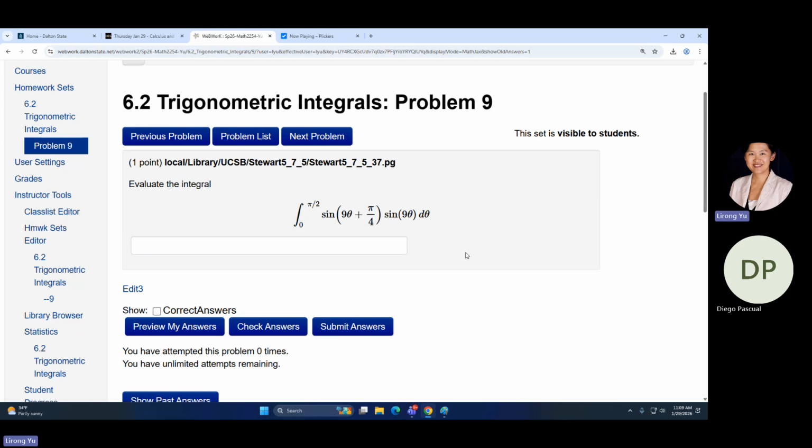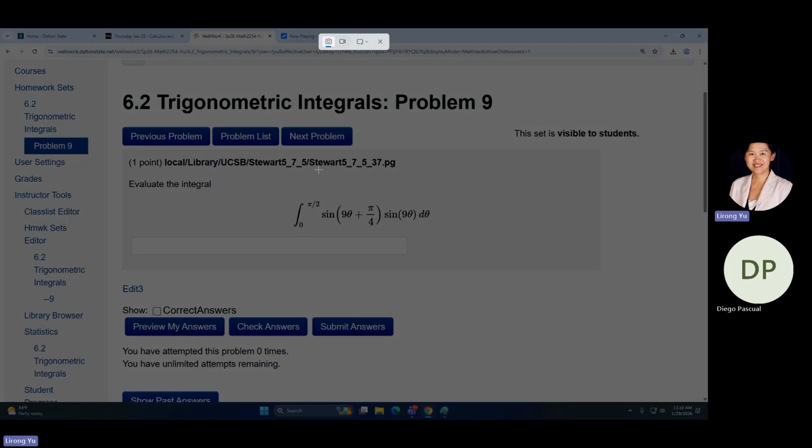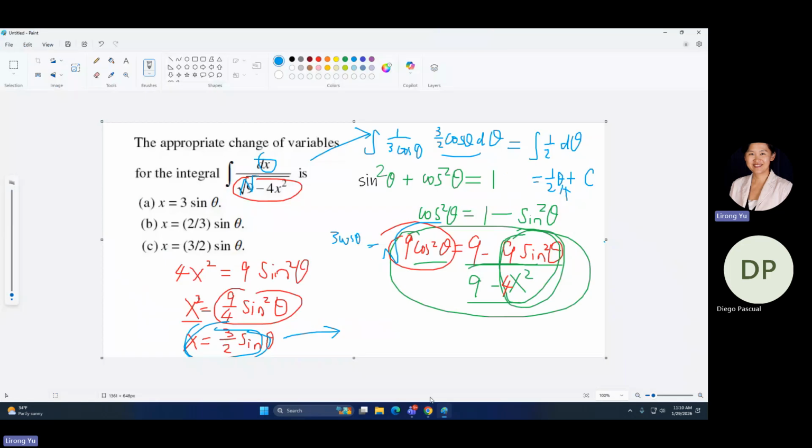Okay. Looks like it's a definite integral. The angle is not identical. We have 9 theta plus pi over 4 as the angle for the first side, and then 9 theta for the second side. Whenever the angle is not the same, we have to use the product to sum. So let's try this. Question 9 on 6.2.